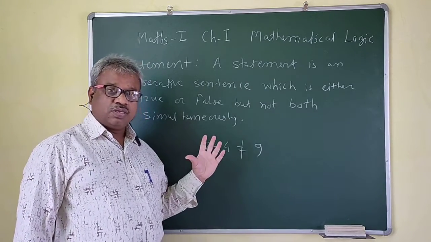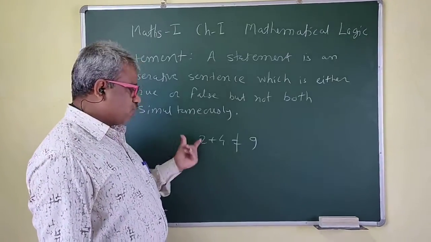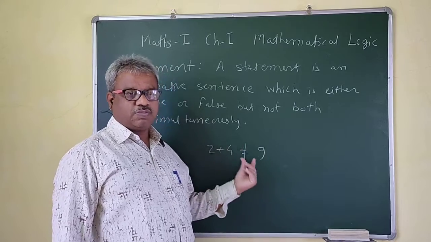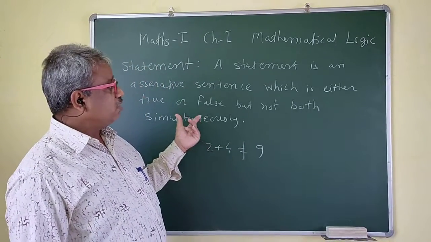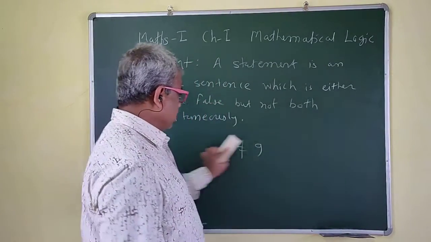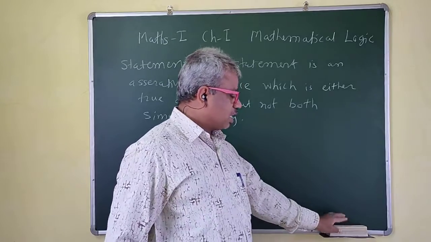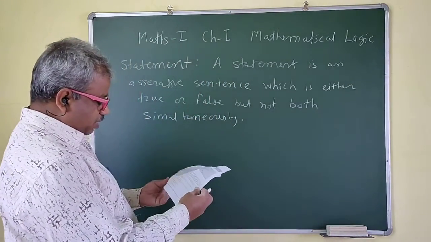So whatever it may be, it may be true or it may be false, but if we are sure that it is true or it is false, then that assertive sentence is called a statement. Now we see some examples so that the idea will be clear.